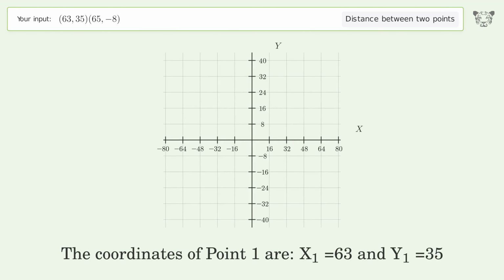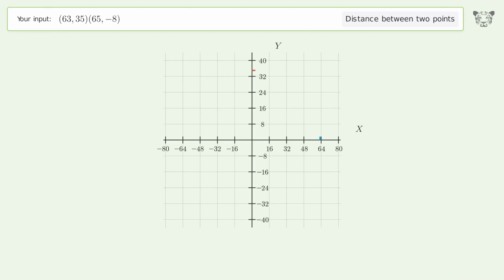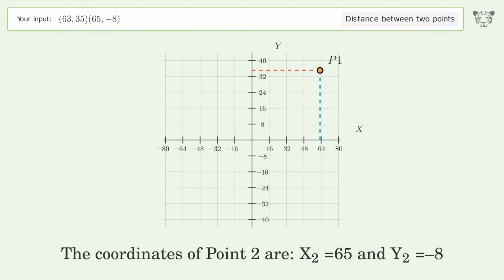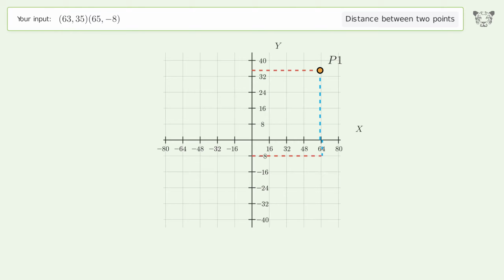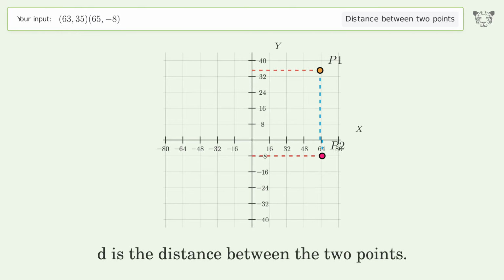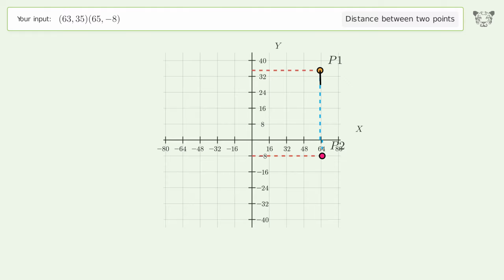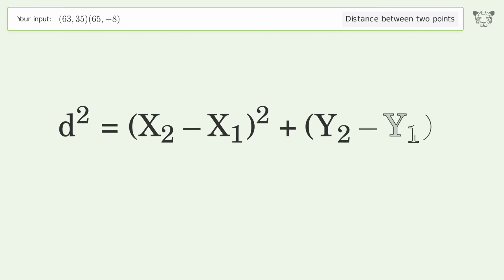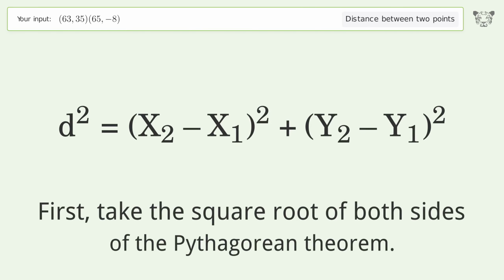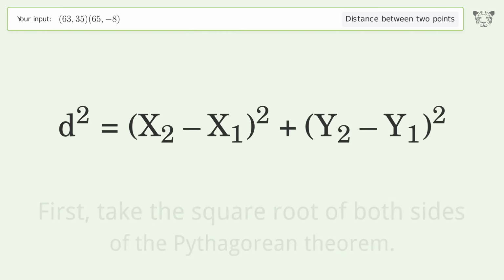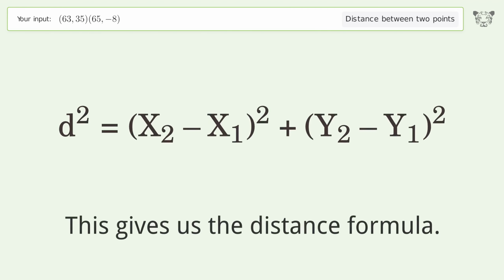The coordinates of point 1 are x1 equals 63 and y1 equals 35. The coordinates of point 2 are x2 equals 65 and y2 equals -8. D is the distance between the 2 points. First, take the square root of both sides of the Pythagorean theorem. This gives us the distance formula.